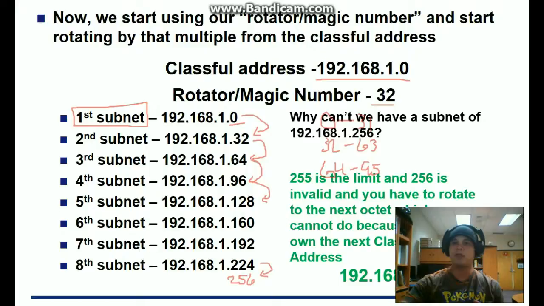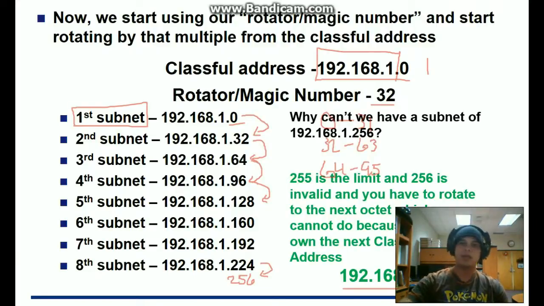Since we have a class C address, remember the first 3 octets is what we care about, and that's what we own. Do we own 192.168.2.0? Not necessarily, because we have one class C address, so you have to be aware of that.